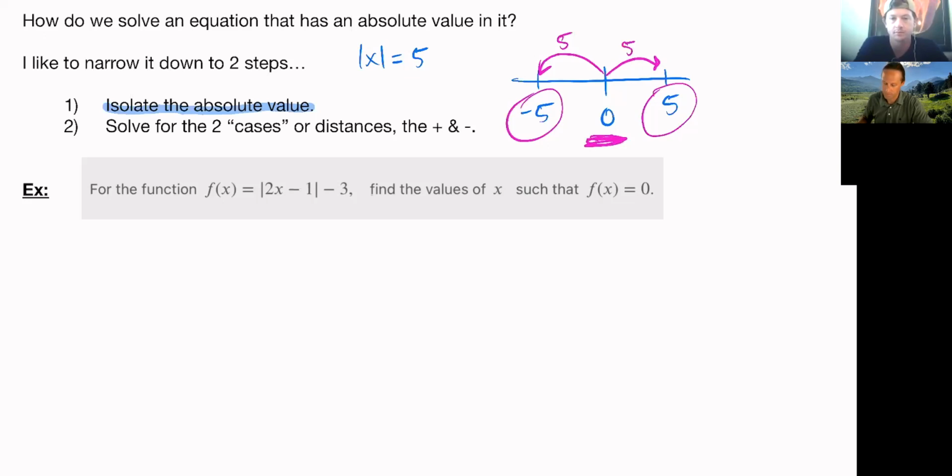Okay? So when they give us something like this, once we've isolated that absolute value, we're going to have to do the 2 cases, the positive and the negative distance for each. So that's it. Let's do this one very quickly. And what are they telling us to let that f of x or that y value equal?